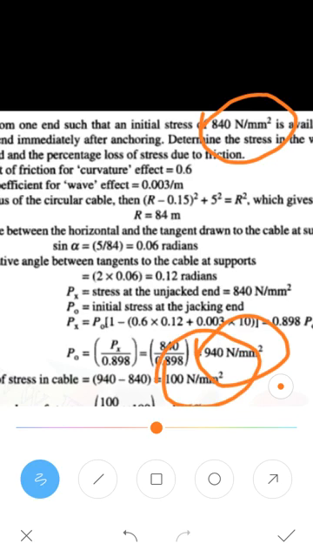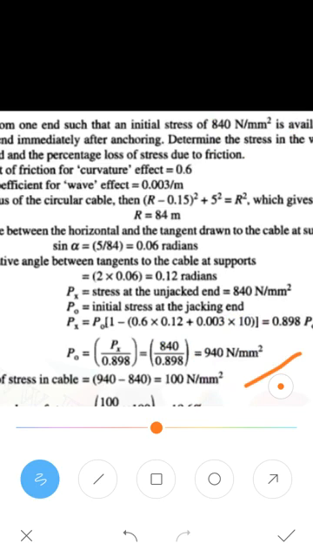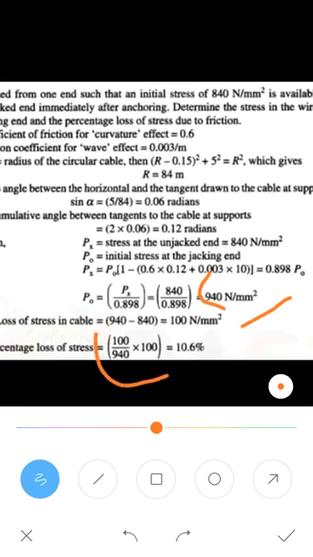Now you have the loss of the stresses in the cable, that is 100, and the initial stress is 940. Taking these two, you have to find the percentage of loss. The percentage of loss will be 100 divided by 940 into 100. If you do that, you will get the percentage of the loss of stresses, that is 10.6 percent. This is how you find the percentage of the loss.